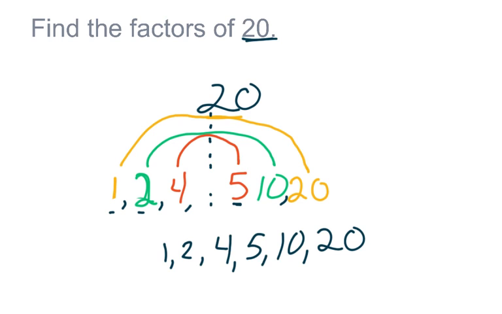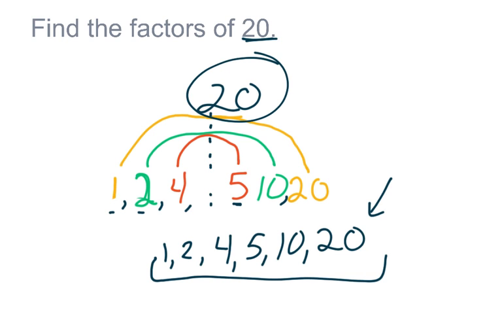Now don't get confused with multiples of 20. We know multiples of 20 would be 20 times 1 is 20. 20 times 2 is 40. Those are different. Factors are generally smaller than or equal to our product, whereas multiples were equal to or greater than the number we started with.